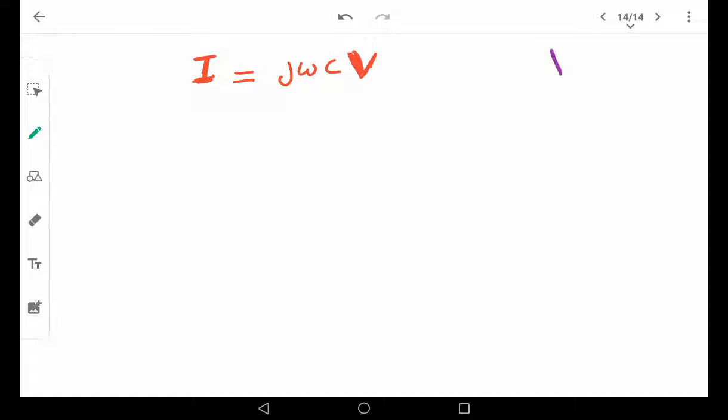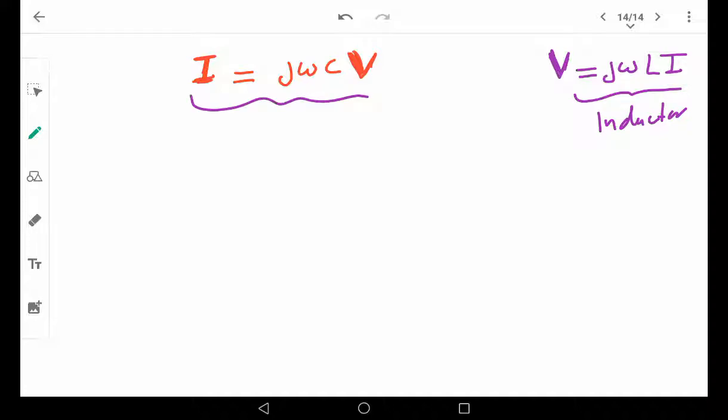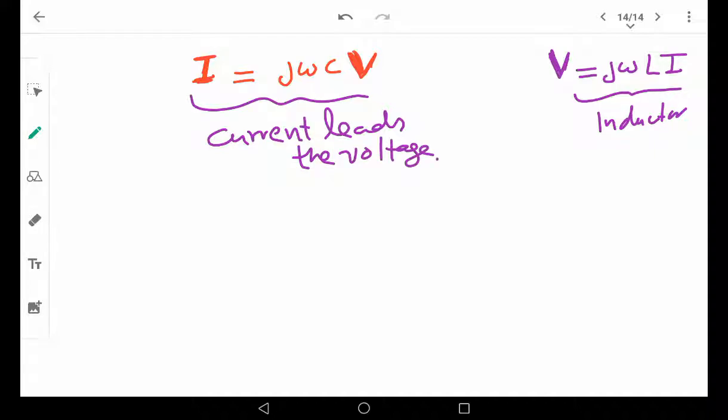For the inductance, you might have noted that it is given like this, V equal to j omega L I. This is for the inductance, right? So for the capacitor, you can see the current leads the voltage. For the inductance, the voltage leads the current. For the capacitance, current leads the voltage, right?